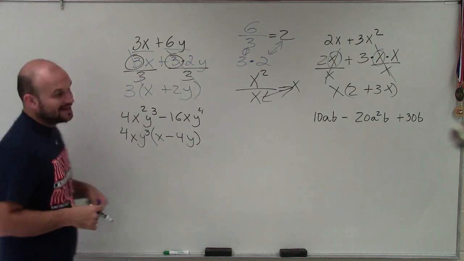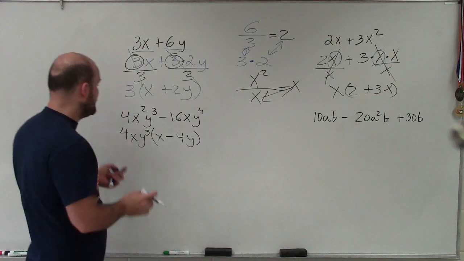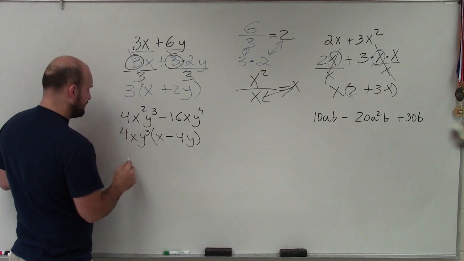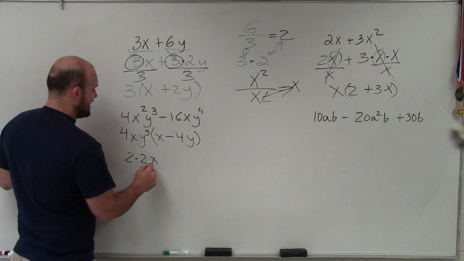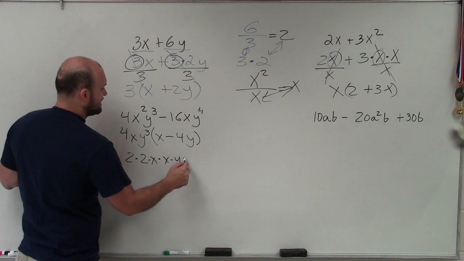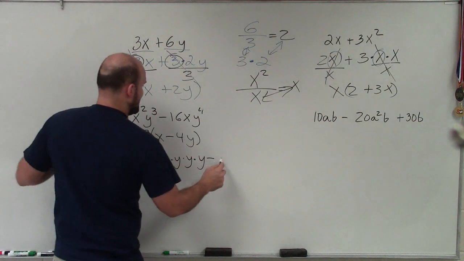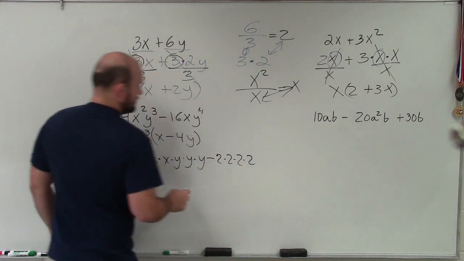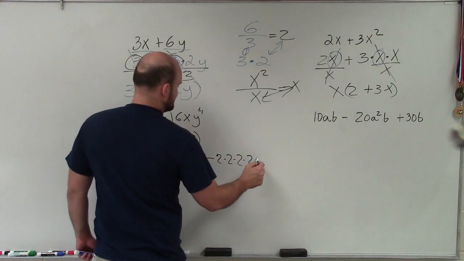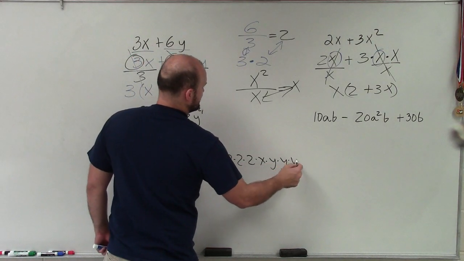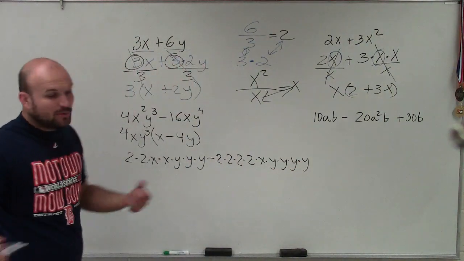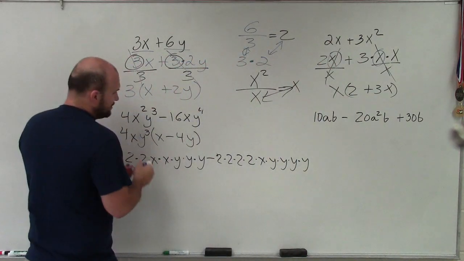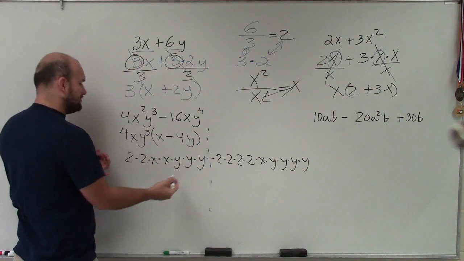All right. Now, I kind of went through that quickly. You might have been like, what the heck did you do? So if you get stuck or you don't understand, factor each one of these. So factoring 4 could be 2 times 2 times x times x times y times y times y, minus 2 times 2 times 2 times 2 times x times y times y times y. Right? So I broke this down as a list of its prime factors. And then there's kind of like this separating point. All right? So now just circle what they have in common.